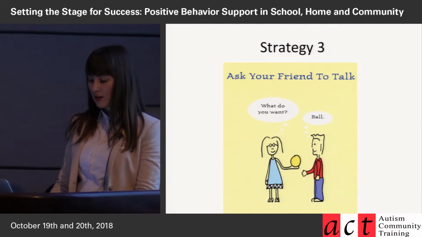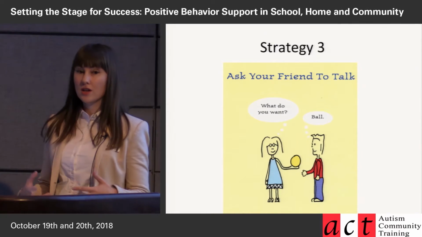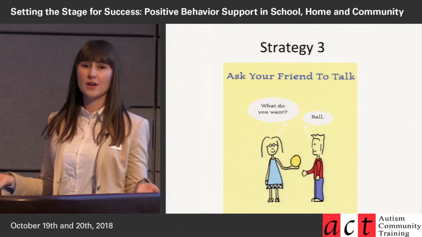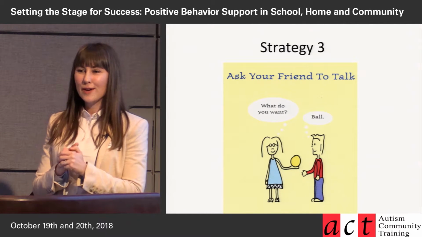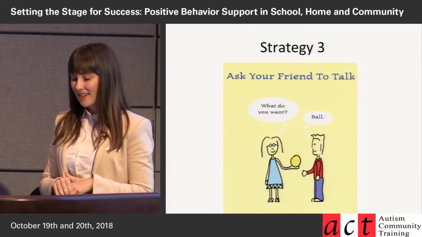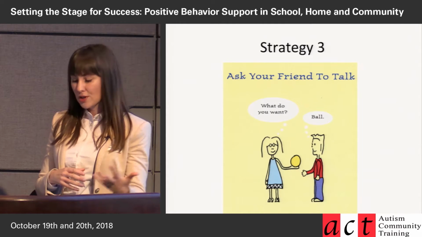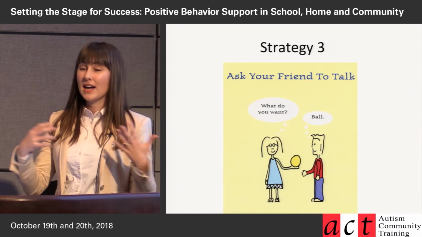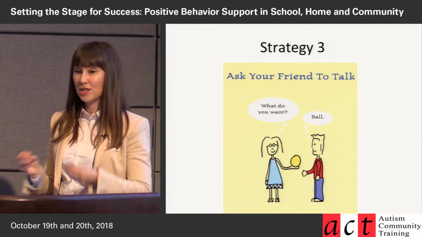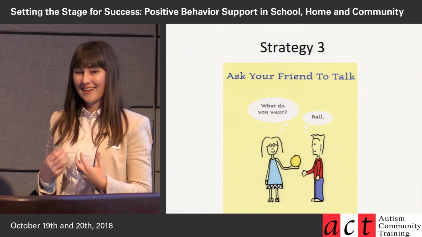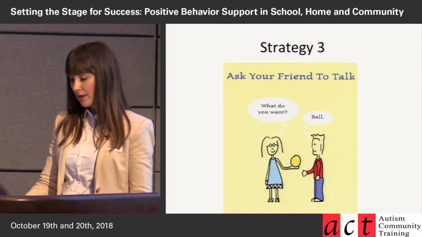The third strategy is really focused on encouraging conversation, which is an important aspect of any social interaction. We call this one ask your friend to talk. Essentially we try to get them to use any opportunity to encourage the children with autism to ask for what toys they want to use, to talk about the aspects of the toy, and to listen to the descriptions of the toy.